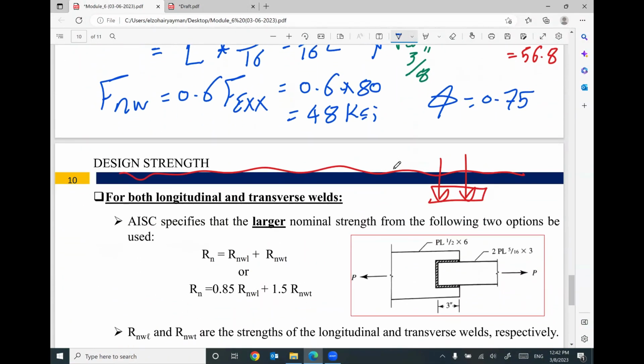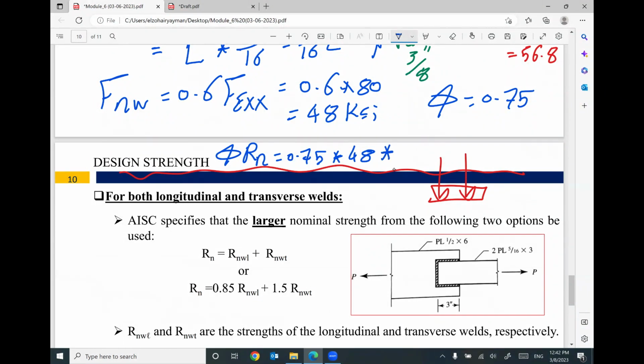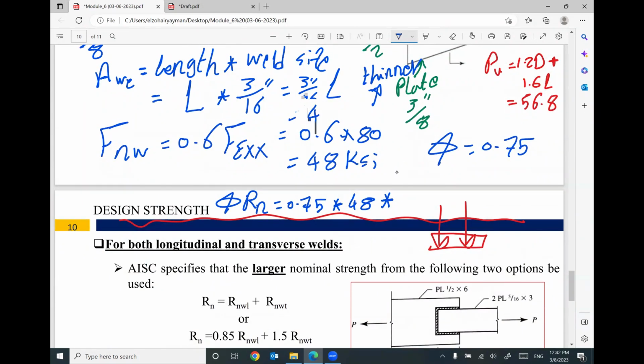So the design strength of the welded connection, phi Rn, equals 0.75 times 48 times 3/16 L. We still have L unknown. That's fine, no problem. Go ahead and simplify this expression: 0.75 times 48 times 3/16. Your value equals 6.75 L. L is the required length of the weld.